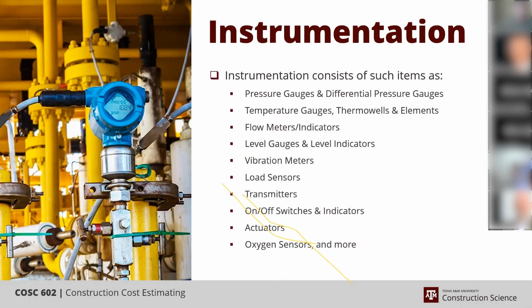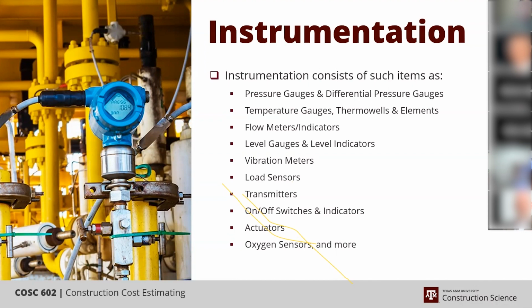You have vibration meters, load sensors, on and off switches, actuators. So if we talk about control valves, it's a valve with an actuator on it. Most of the companies I've dealt with consider control valves actually instrumentation and not piping. Manual valves are considered piping. The valve itself is the same, but the actuator is what makes it one or the other.